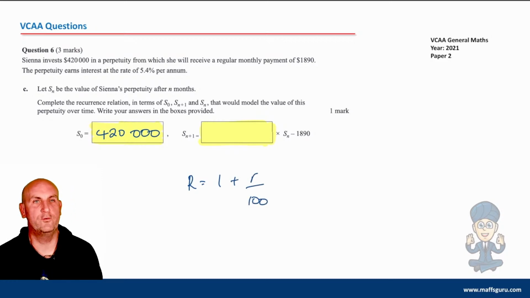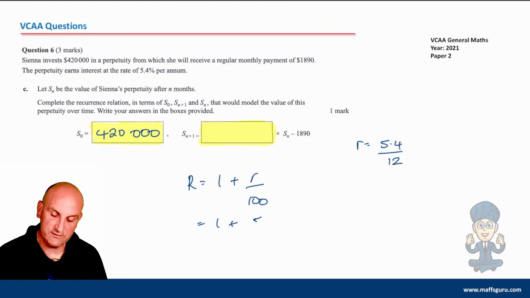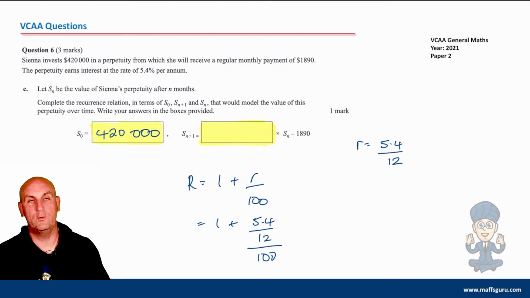So what do we got? We've got 4.5% per annum, and we are doing regular monthly payments. So my little value of r is 5.4 divided by 12. And again, I know the Cambridge book does it differently. I don't like the way it does it. I tend to like to always do it this way.